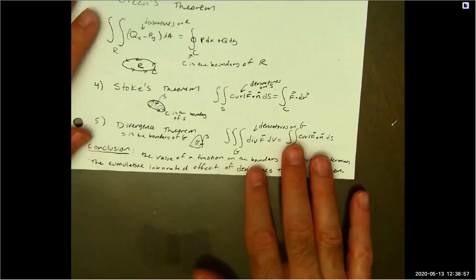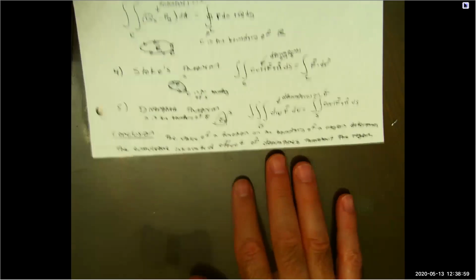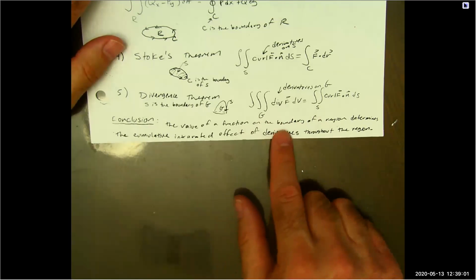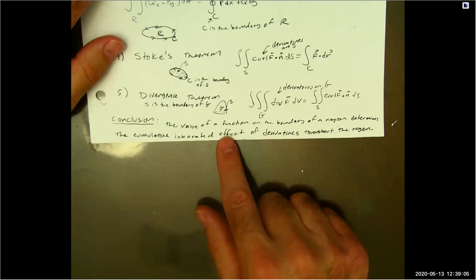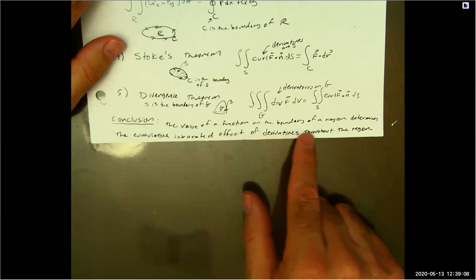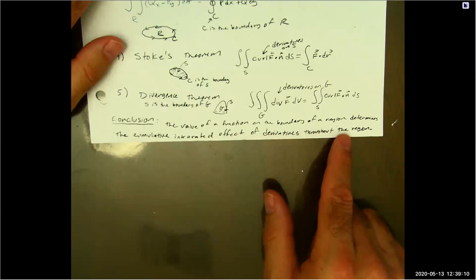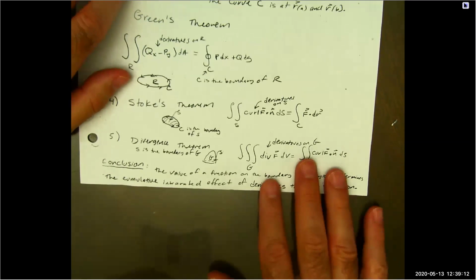So the one thing that you can kind of take, the principle from all of this, is that the value of a function on the boundary of a region determines the cumulative iterated effect of derivatives throughout the region. And that's kind of what's common to all these things that we've looked at in calculus.